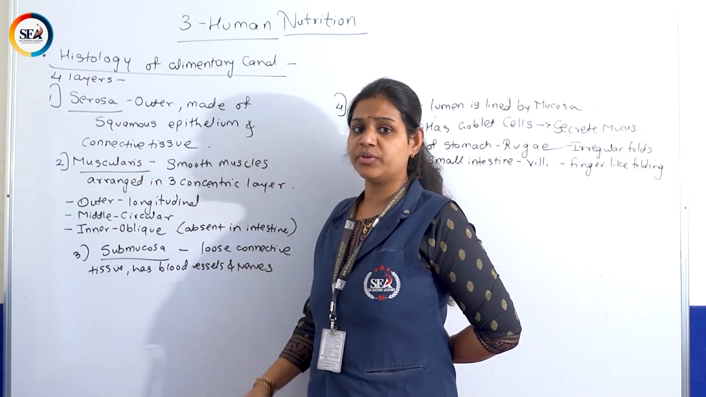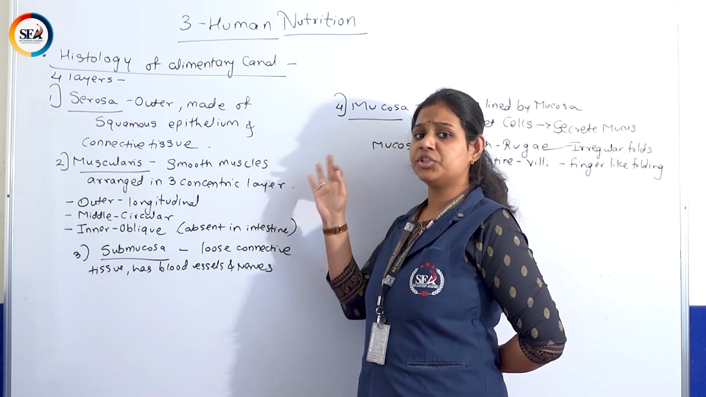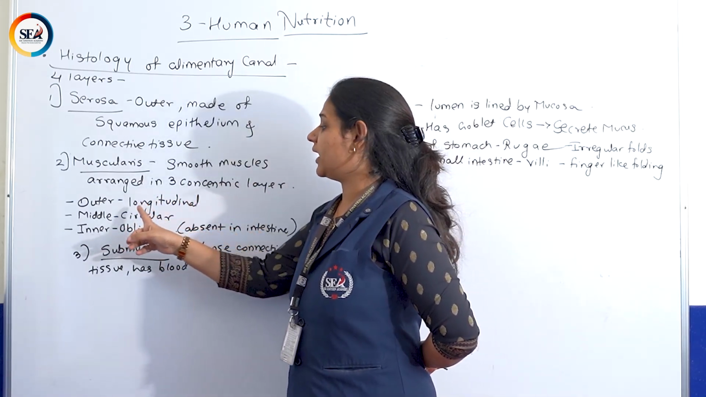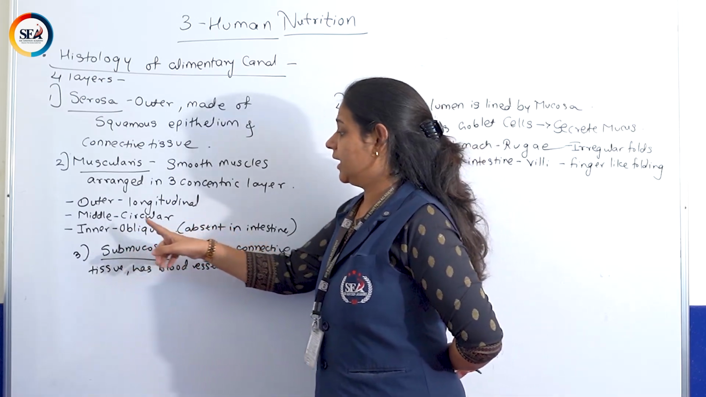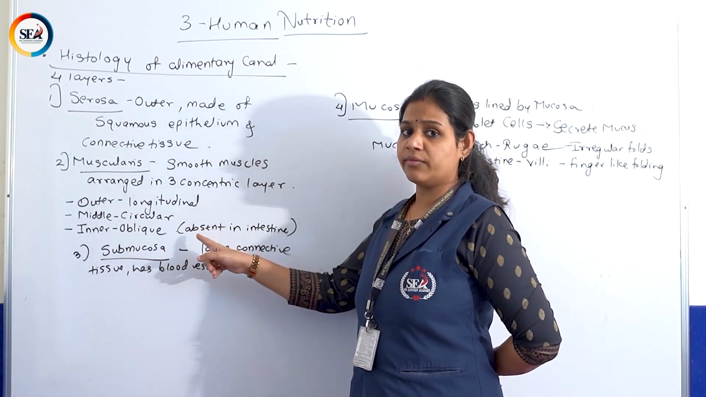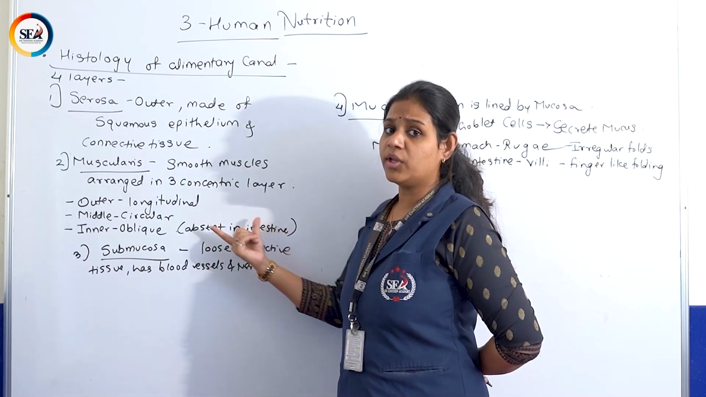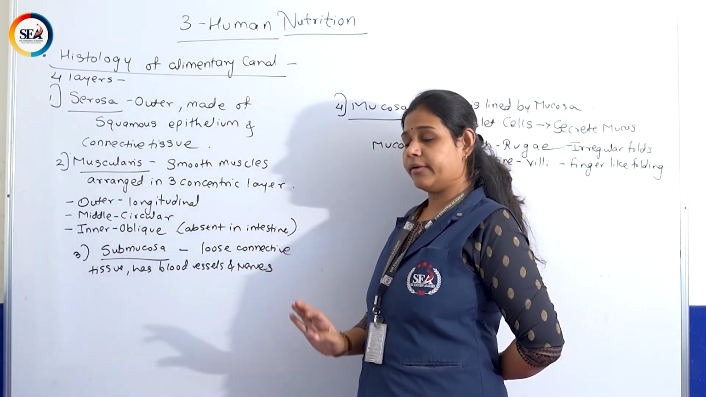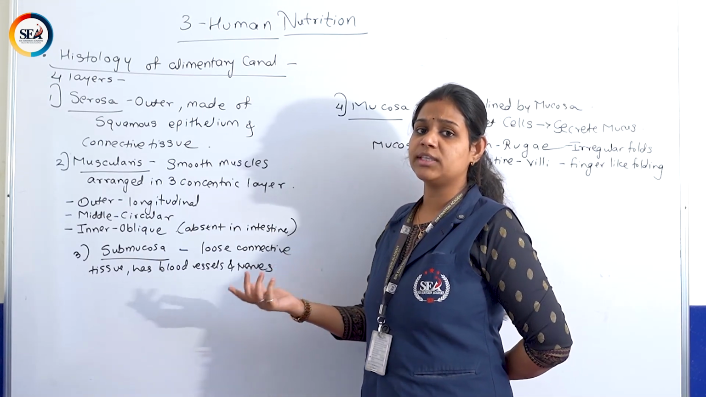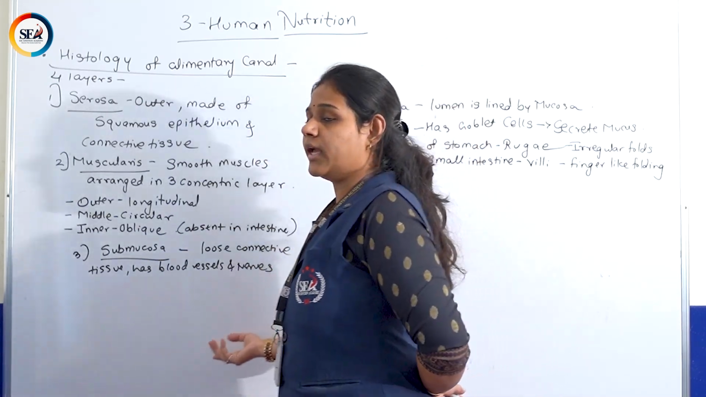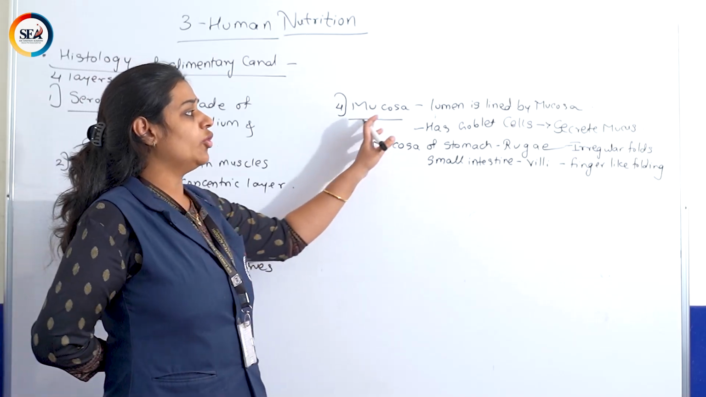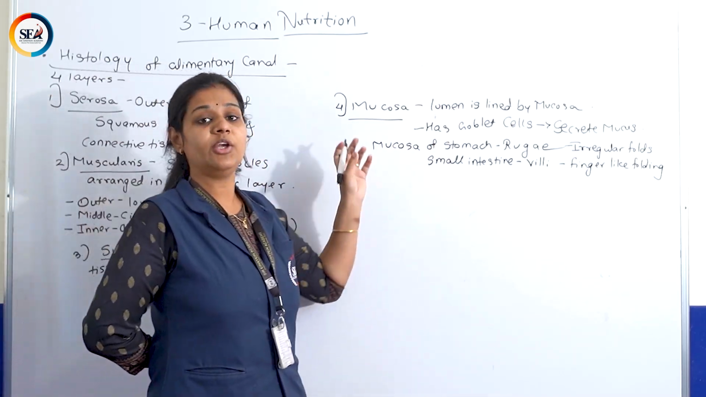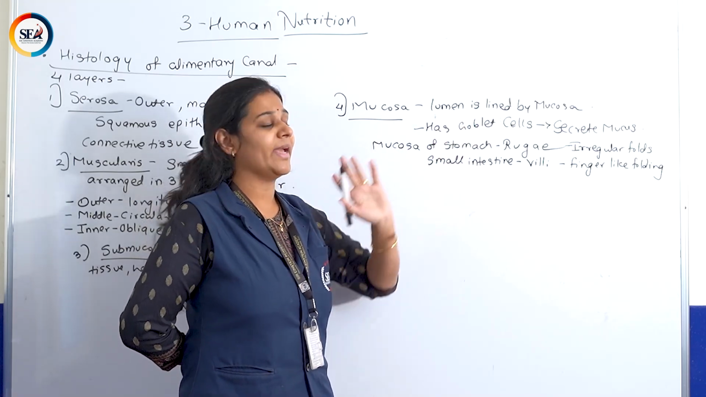Second is the muscularis, which is made up of smooth muscles arranged in 3 concentric layers. The outer layer is of longitudinal muscles, the middle layer is of circular muscles, and the inner layer is of oblique muscles, though in the intestine the oblique muscle layer is absent. The submucosa is made up of loose connective tissue, and it has blood vessels, lymph vessels, and also nerves. The fourth layer is the mucosa layer. The lumen of the alimentary canal is lined by the mucosa.